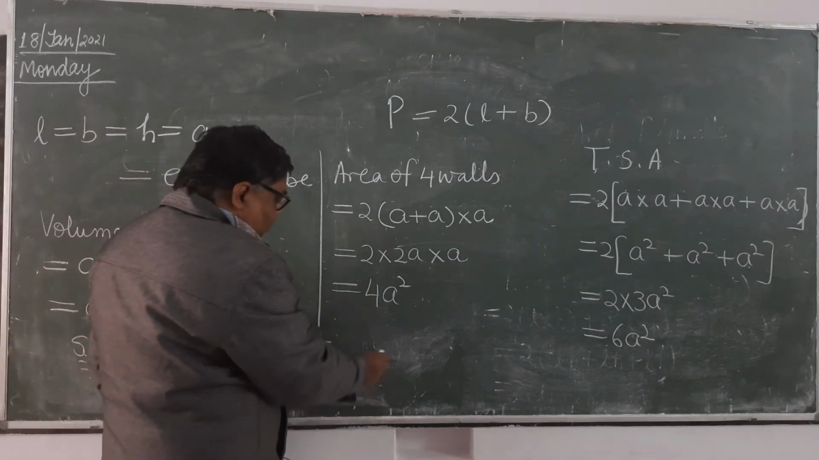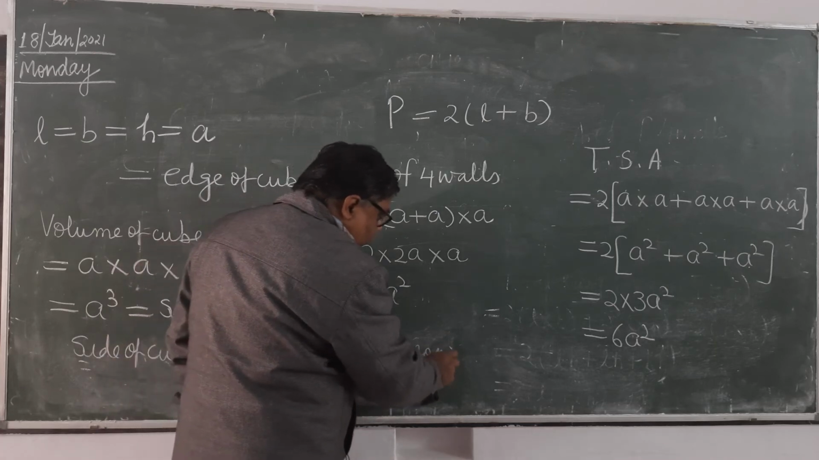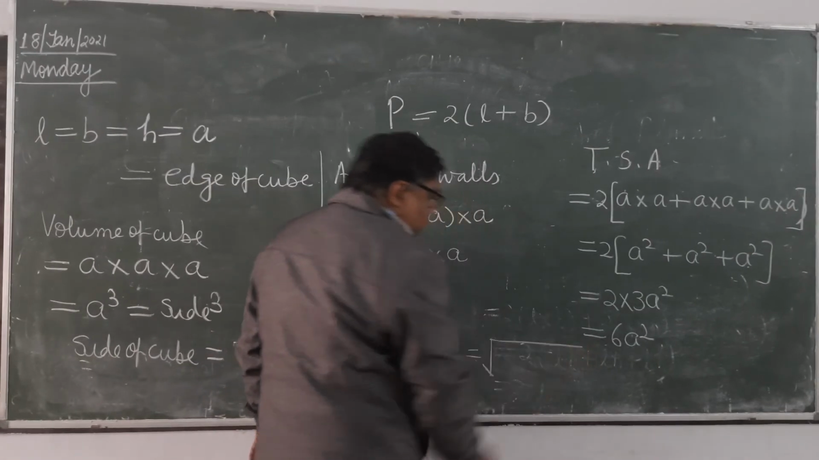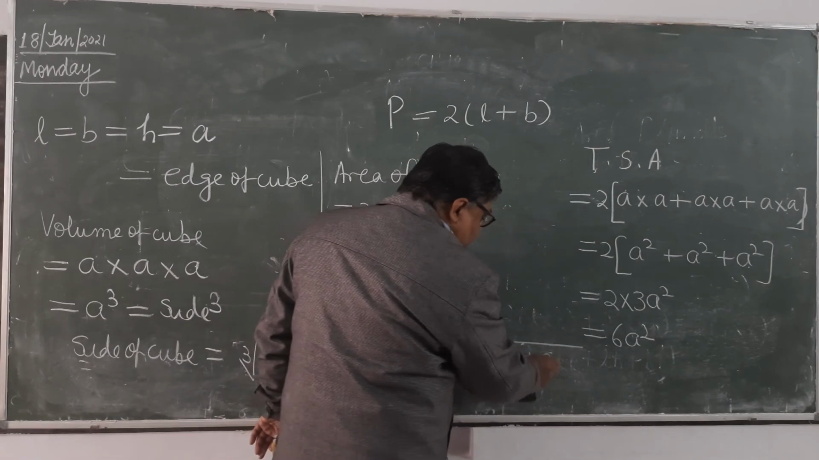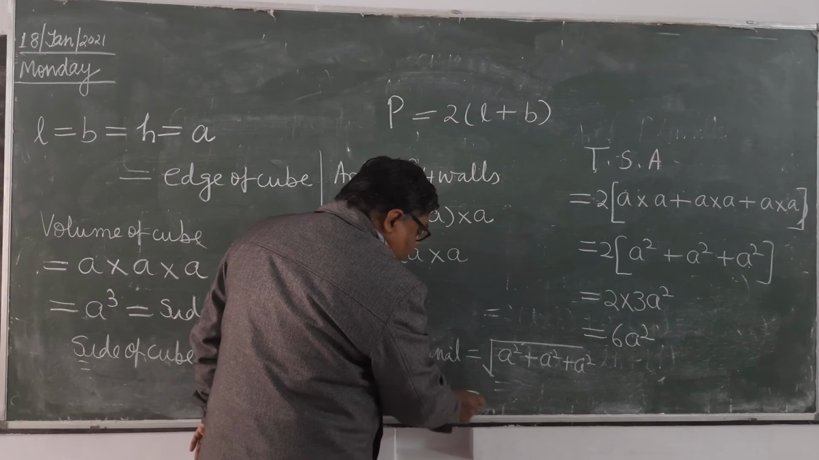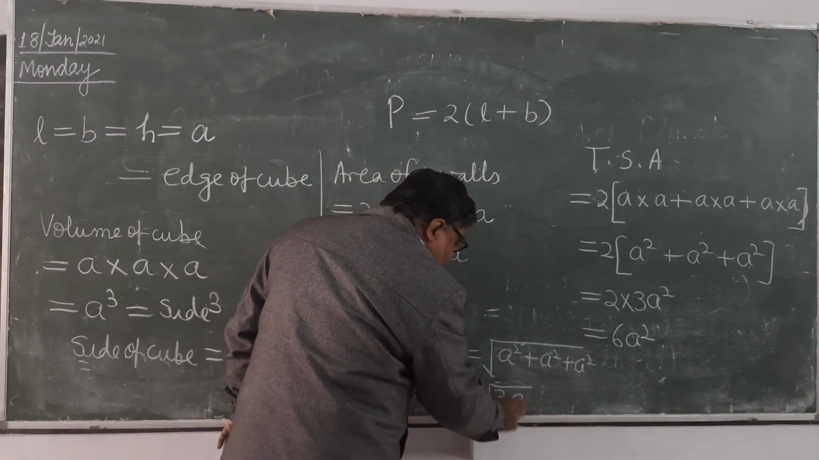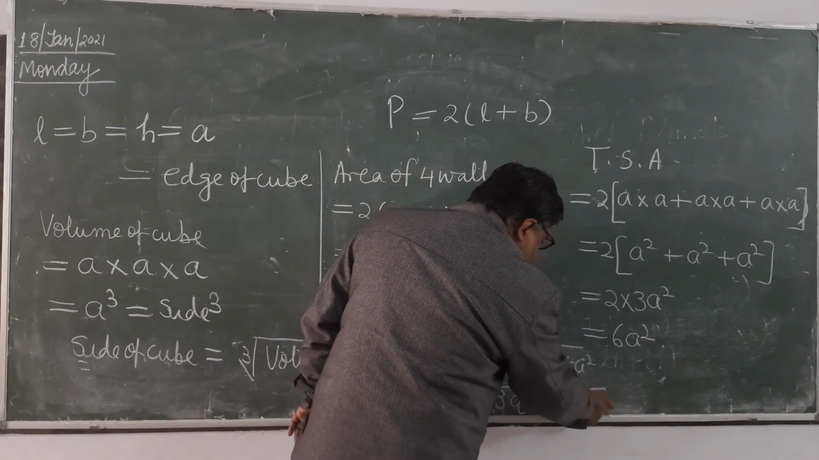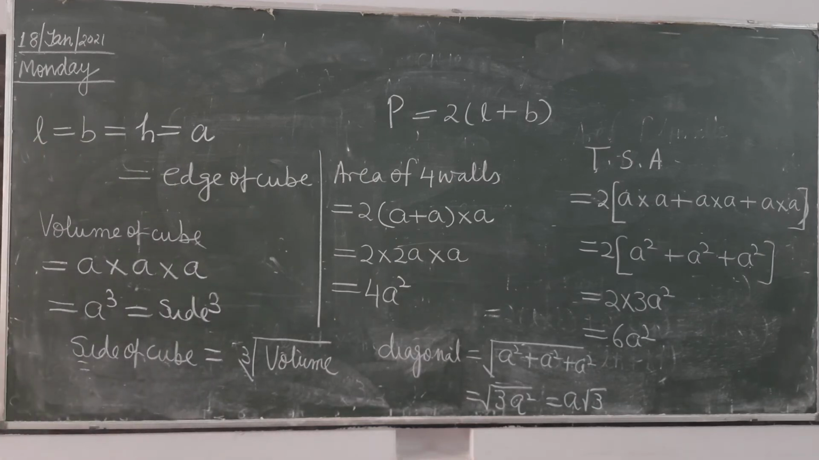Now diagonal. So diagonal will be equal to square root of L square plus B square plus H square. Therefore square root of A square plus A square plus A square, that is equals to square root 3A square, or you can write A root 3. Means diagonal will be side root 3.